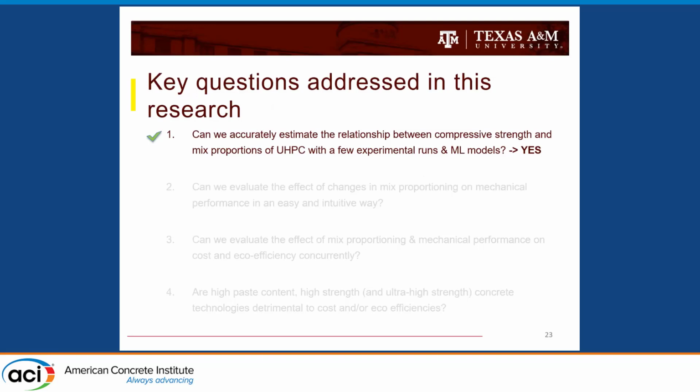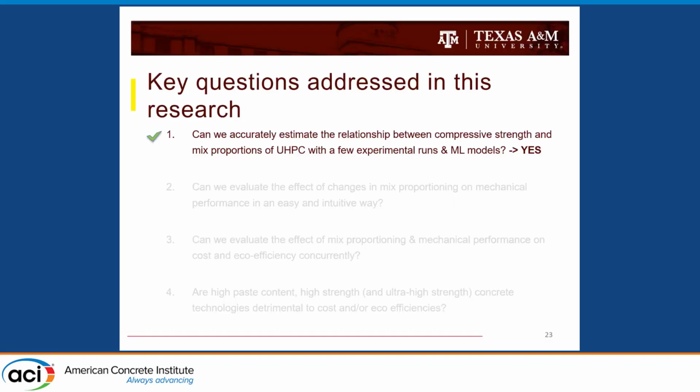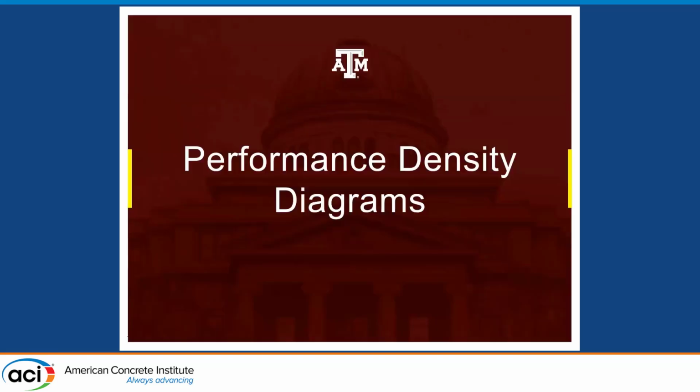So can we make this estimation, compressive strength from mixed proportions, with few experimental runs? Well, we can if we have the right factorial design strategies. It doesn't have to be orthogonal array, it can be anything, and we have the right machine learning models, because not all the models work with few data points. Now, how can we look at this in an easy and intuitive way?